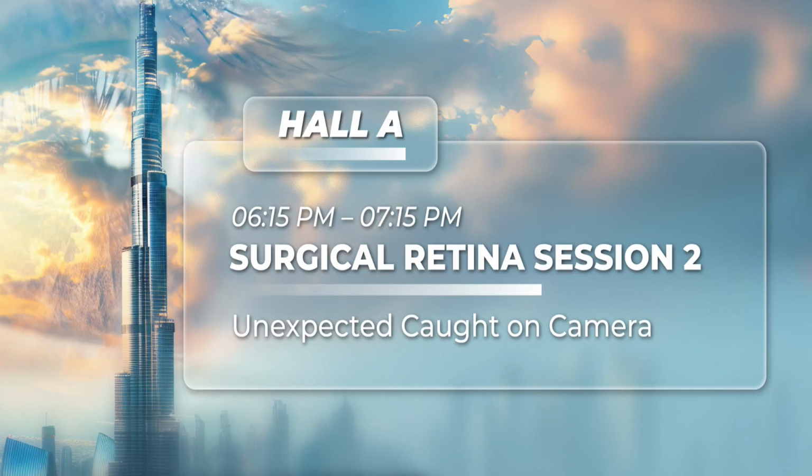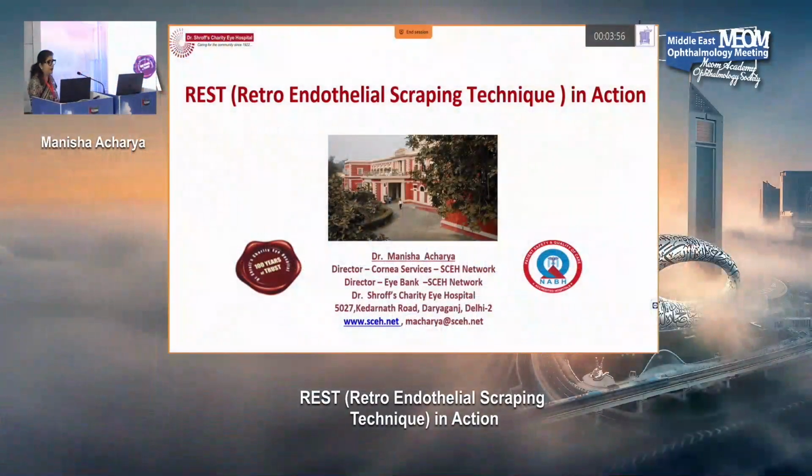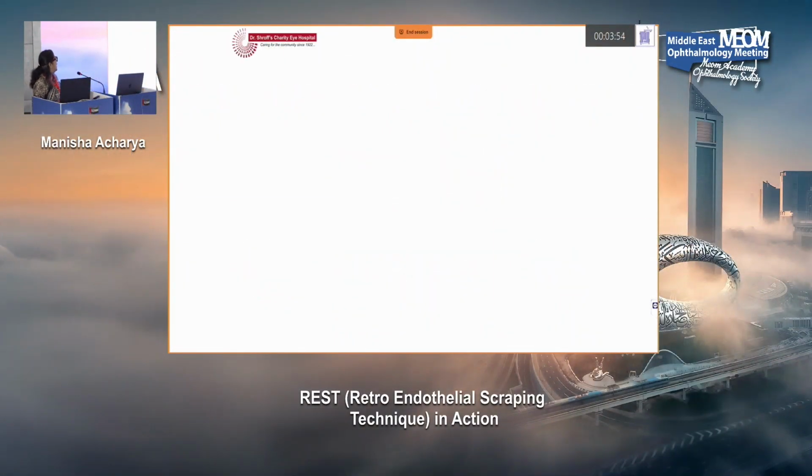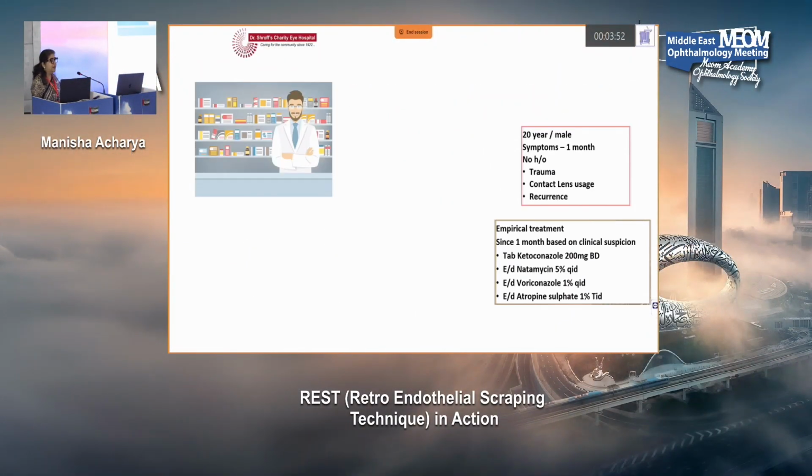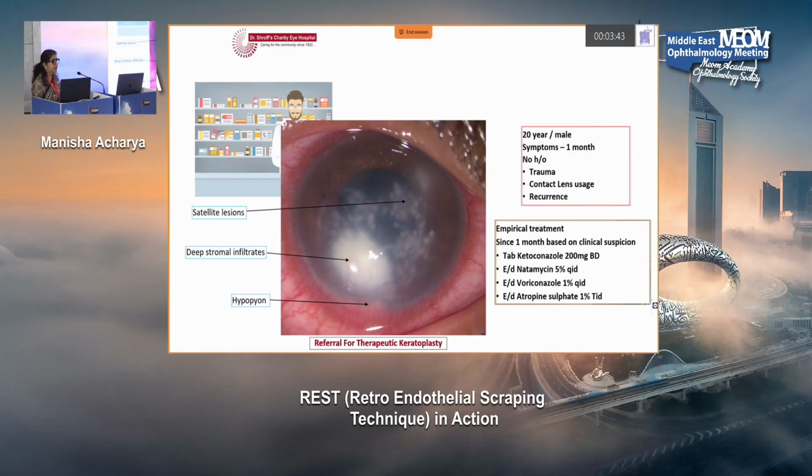Very good morning to the esteemed panelists there. So I'll be talking about the retroendothelial scraping technique, starting with this young pharmacy student who came to me with a 1 month history of pain and redness, and based on the clinical suspicion, as we look over here, for 1 month the patient was prescribed all sort of medications, mostly antifungal, and that's what it looked like.